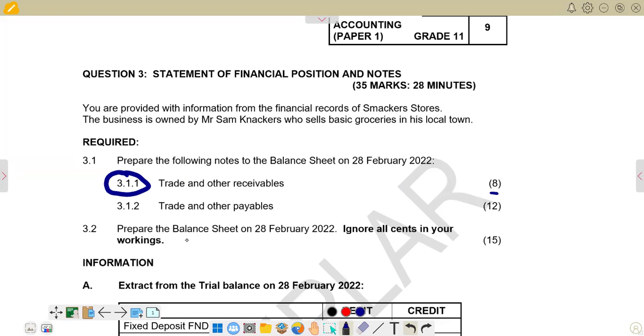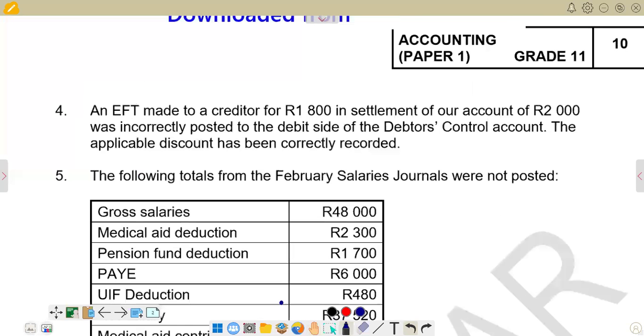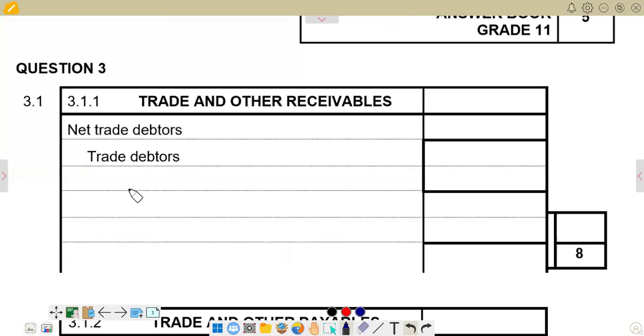So we go to our answer section, and you see that we have a note there of trade and other receivables that is already given. So we are just going to enter figures in that note. We've got net trade debtors as pre-entered, and then we've got trade debtors as pre-entered also. So first of all we have to calculate the net trade debtors figure. We're going to start by entering the trade debtors figure. So we go to the question to check the figure of trade debtors that we have.